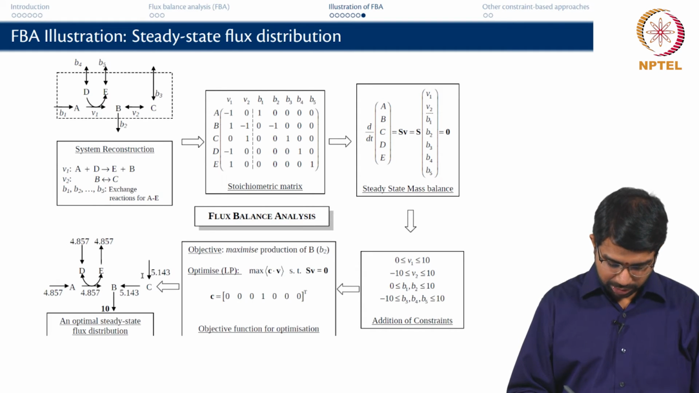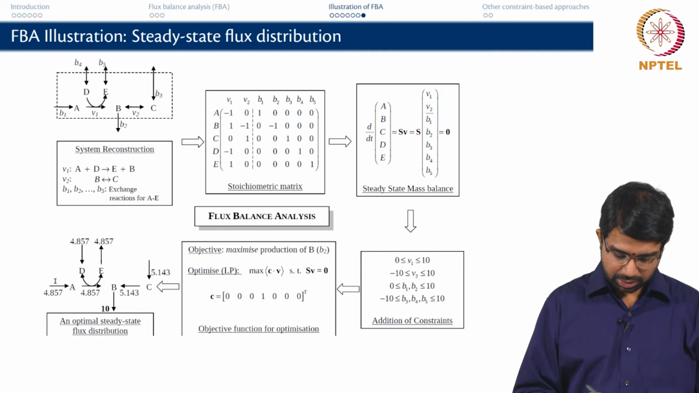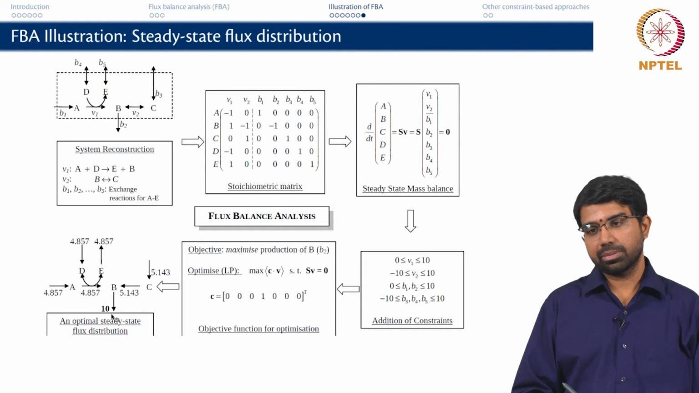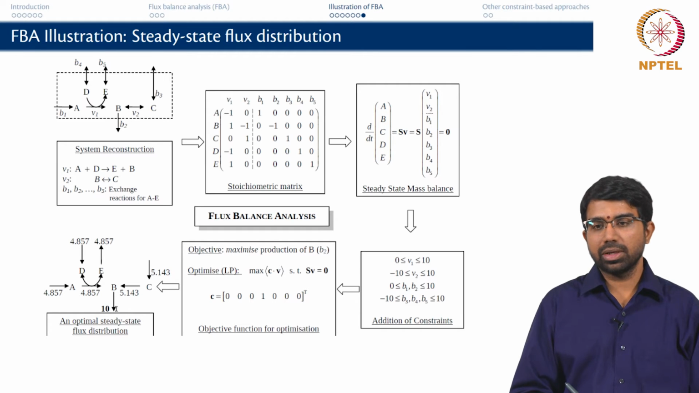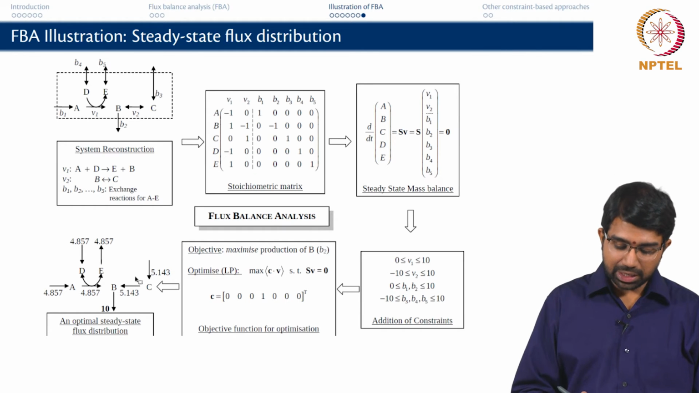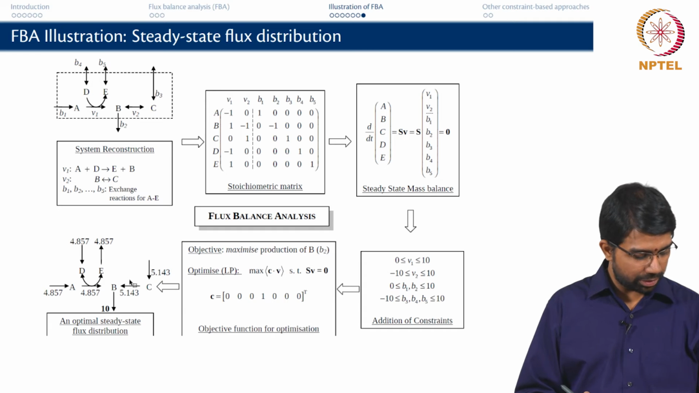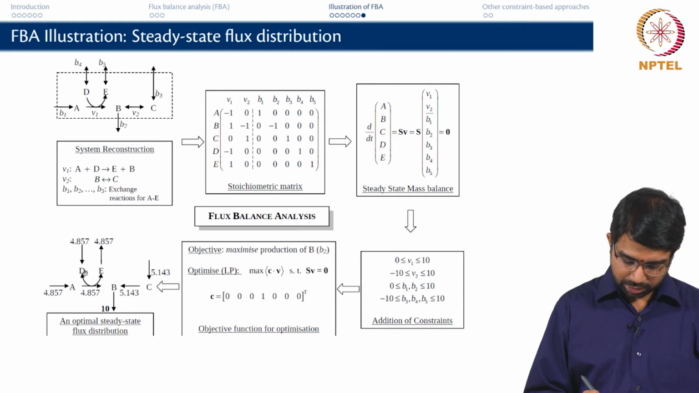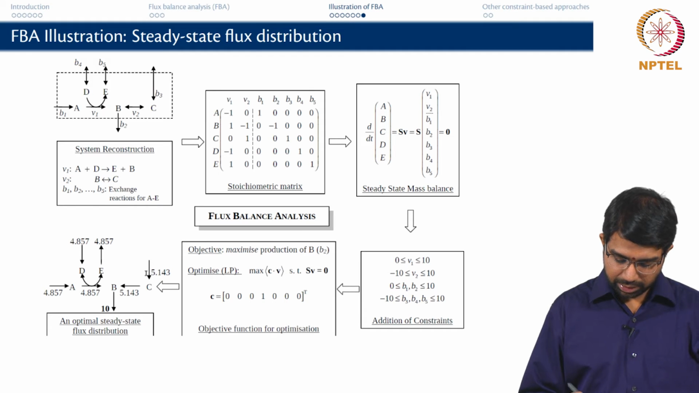So one possible solution set is this. So you have 4.857 of A coming in, 5.143 of B coming in, giving 10. But if you see this is just one arbitrary solution, there are many equivalent solutions you might be able to come up with. You could just have 0, 0, 0, 0, 10, 10, 10.